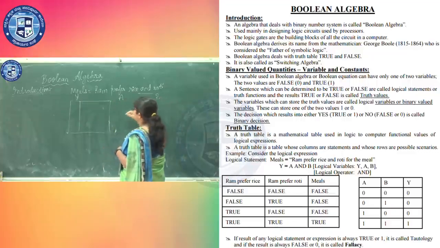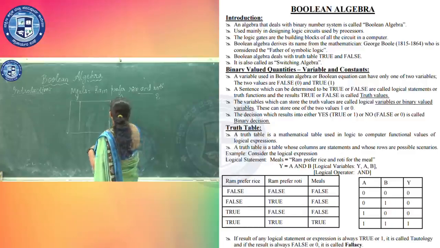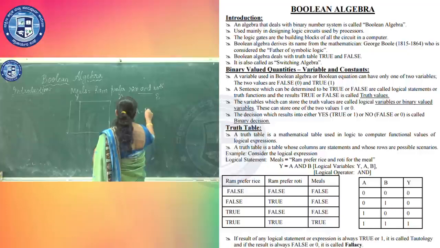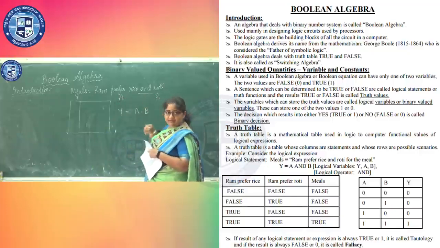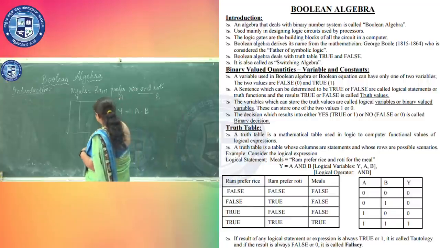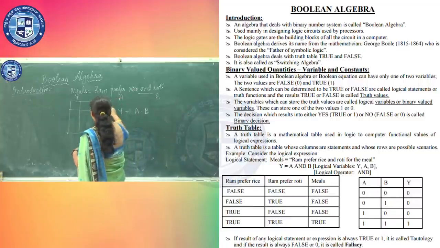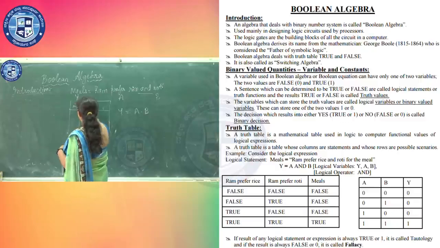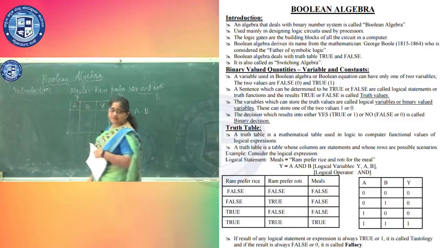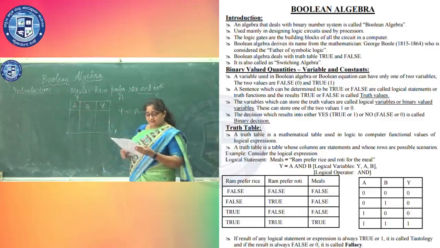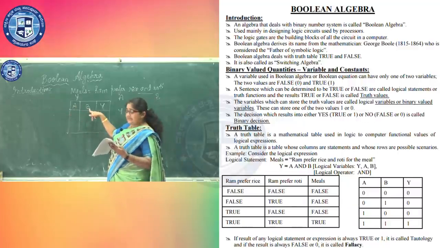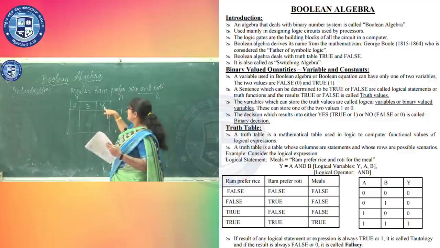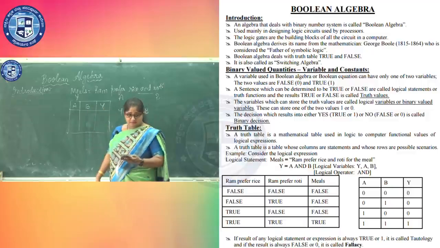So, we can write this statement as Y is equal to A dot B, where dot is the symbol for AND. I am putting up a truth table for that. A, B and Y. Look at the table there. Ram prefers rice is the first point. Next, Ram prefers roti, and this is the variable for meal.